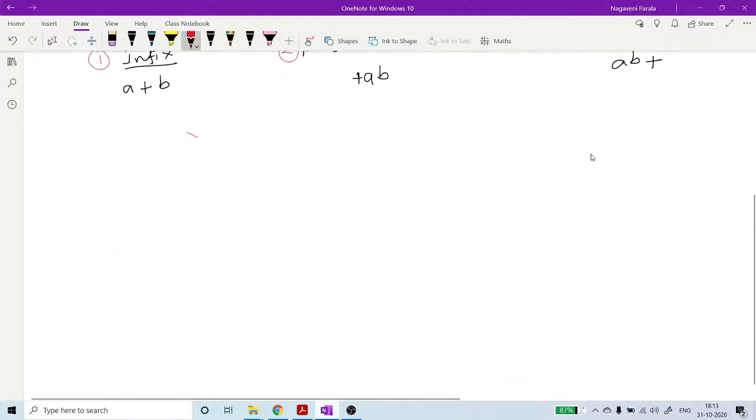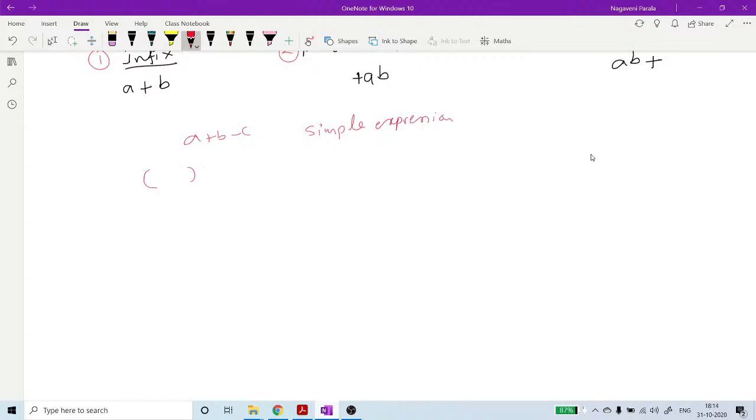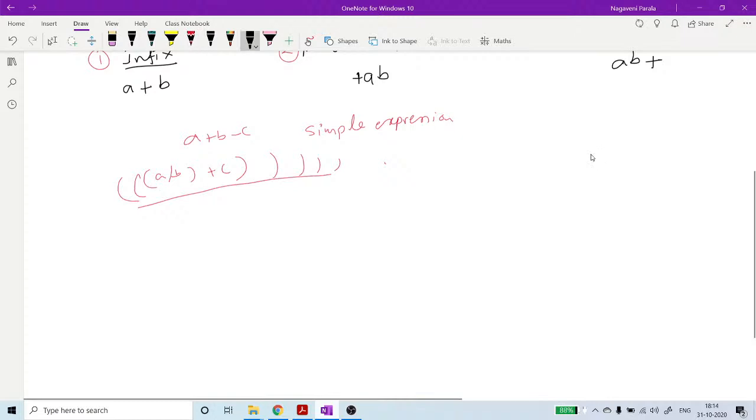Suppose I have written simply A plus B minus C, it's a simple expression. Sometimes these are not formal names; based on the length of the expression we call them that. So, simple expression. And suppose you have written a very big expression, like A divided by B plus C with parentheses, then we will call it a complex expression.